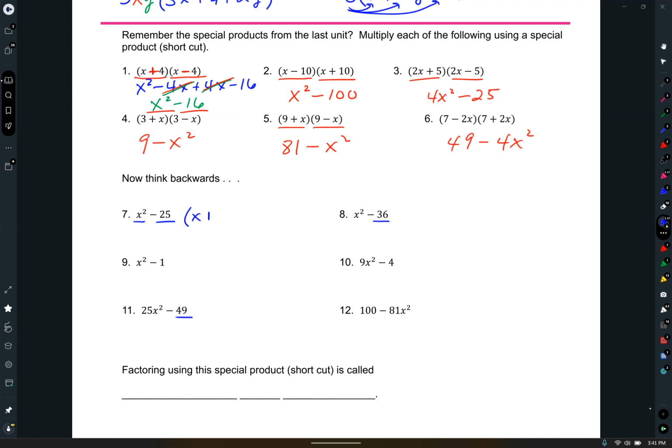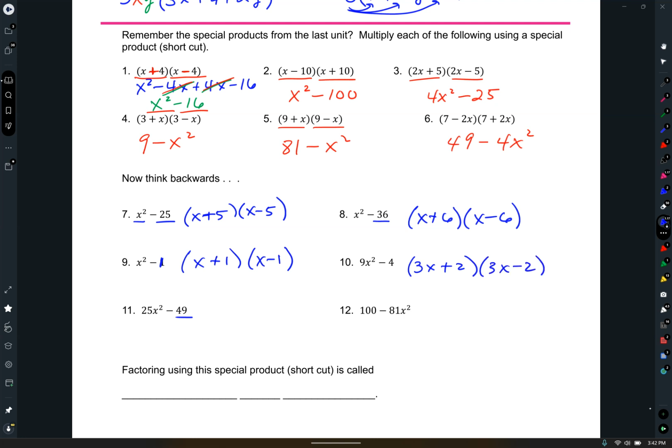This would just become an x plus 5 and an x minus 5. So this only works if those are both perfect squares. So this is going to turn into an x plus 6 and an x minus 6, right? And a lot of people forget that 1 is a perfect square because it's just 1 times 1. So this is going to be x plus 1 and x minus 1. This would turn into 3x plus 2 and 3x minus 2. Again, remember, I can do this shortcut because both of these terms are perfect squares.